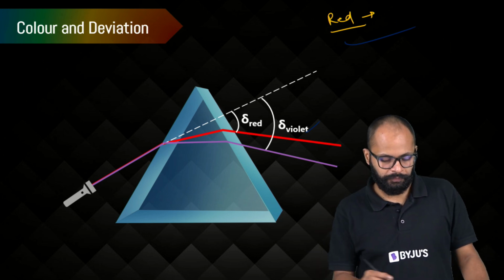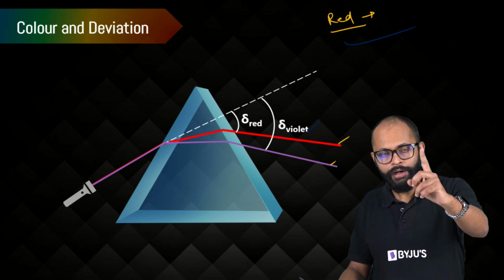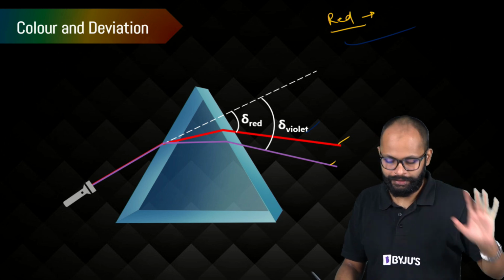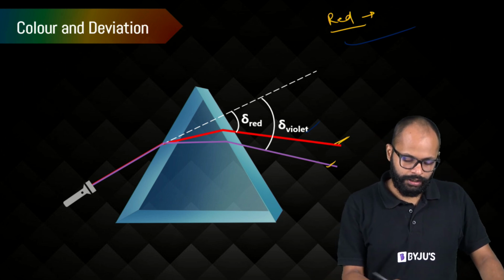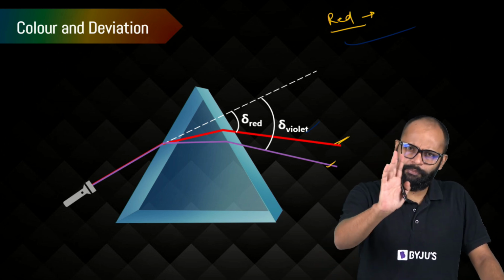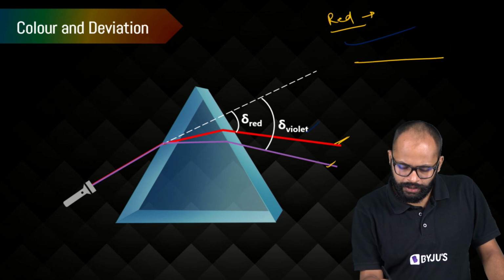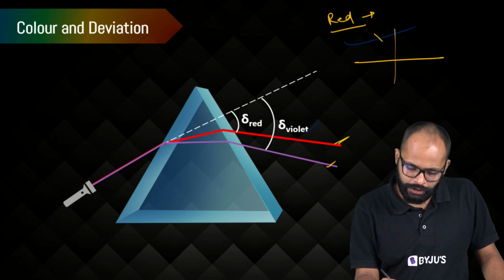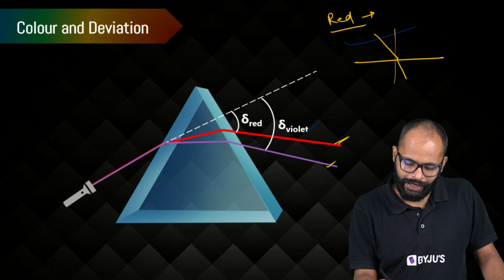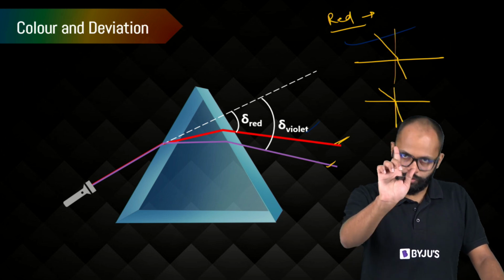All right. So red bends the least, violet bends the most. Understand it like this. That's why bending will be more for violet. Violet refracts more. This happens in a glass slab also. We have to understand this. If it is a glass slab and you put a red light, it will refract less, and a violet light will refract more. That's true.